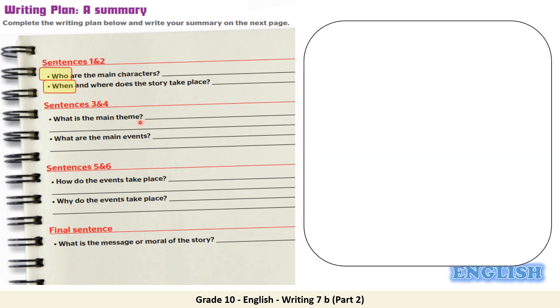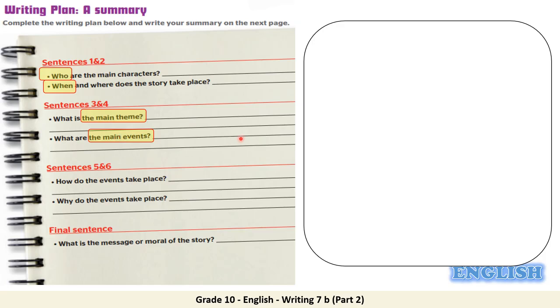Sentences 3 and 4. What is the main theme? And remember here that the word main theme means the central idea of the story. What are the main events of the story? Please pause the video for a while. Try to find out the answer.